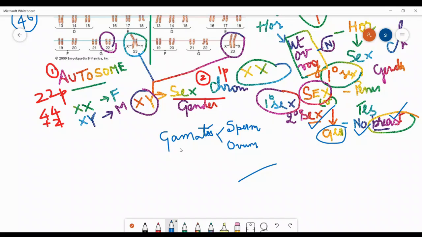Now we come to the gametes. The gametes are nothing but the sperm and ovum produced because of the action of the sex chromosomes or gene expression. As a result of the gene expression of the sex chromosome XY or XX, you get the testis or ovary, and the testis produces sperms, and the ovary produces ovum. Now they have some peculiar characteristics which we will discuss now.